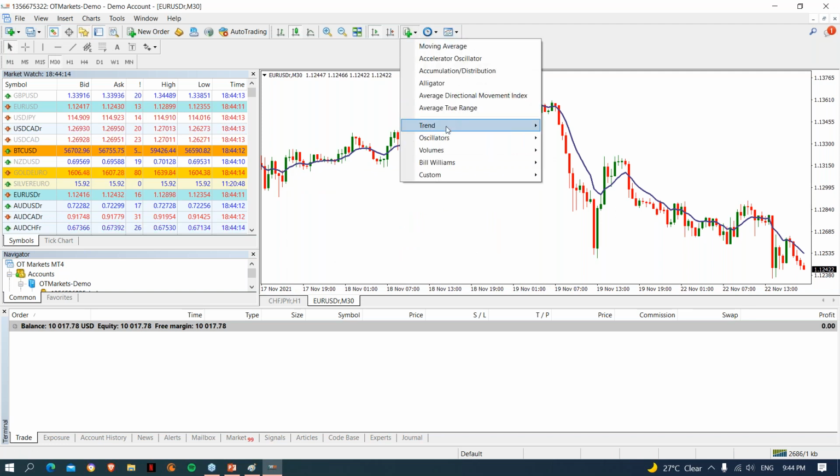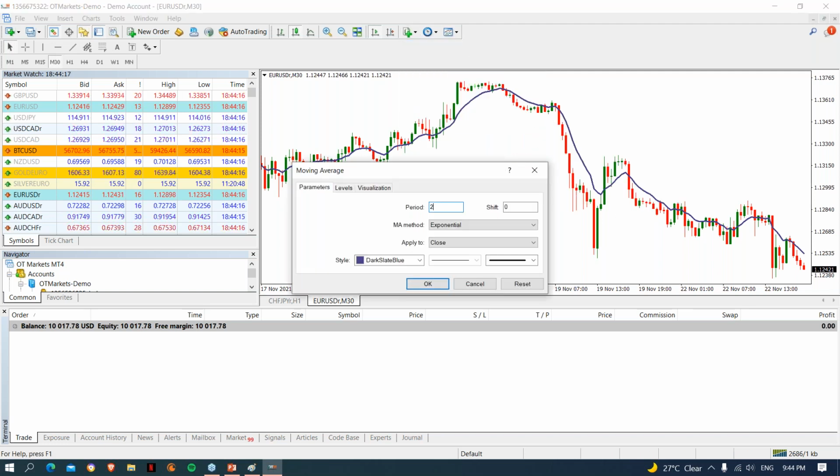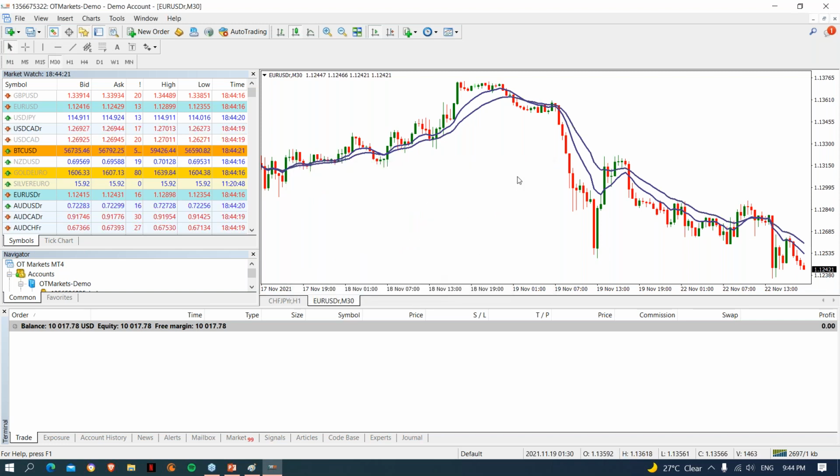And let's use, for example, the 20. Actually, yeah, the 20. See, even the 10, 20 actually gives us signals. A crossover here, a crossover here.